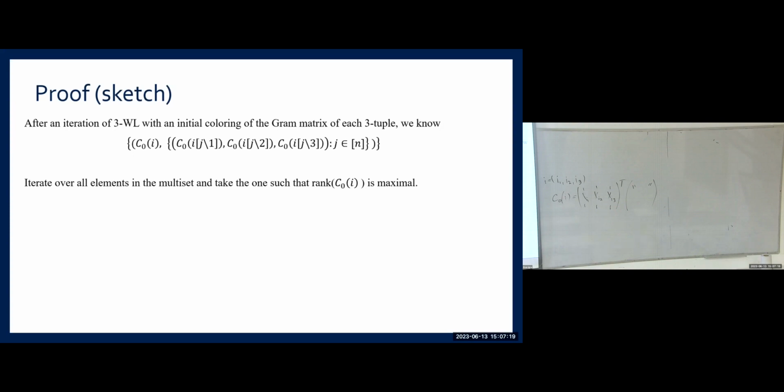Okay, so how do I do it? I iterate over all of these elements in the set, and I choose the one such that the rank of C0 of i is maximum. And I can do it in O(n^3) computational time. And I take this C0 of i that's maximizing the rank. You might have many of them, it doesn't matter, you just choose one.